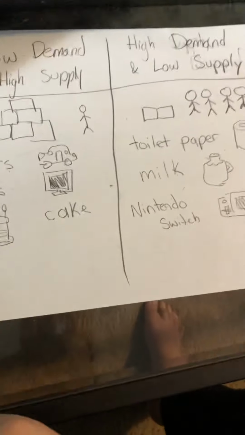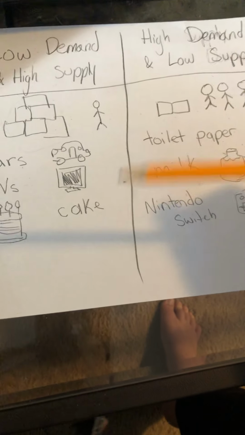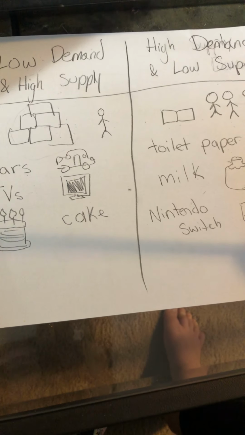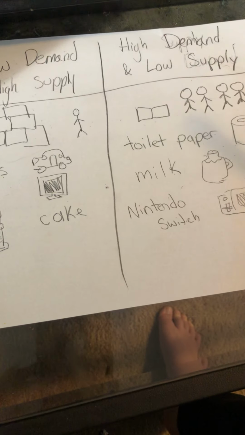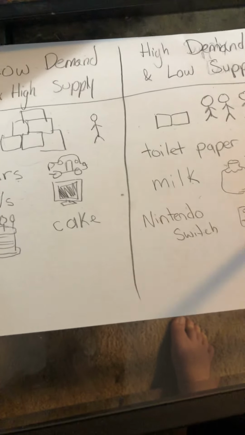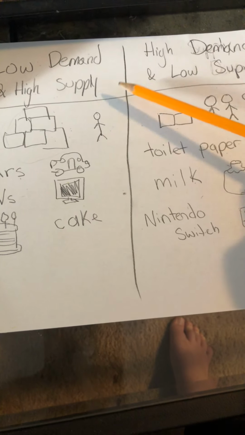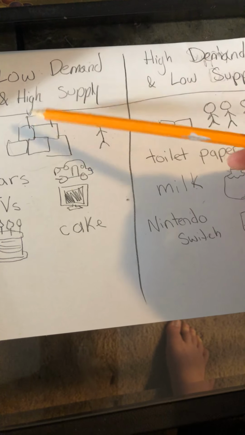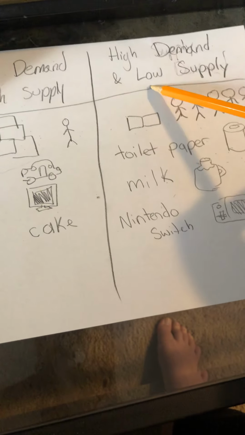So there's a few ideas. Your job is to come up with 3 more items for both sides. Try to come up with 3 more low demand and 3 more high demand. It could be anything that you can think of. Good luck. And think about low demand means there's a high supply. High demand means there's a low supply.